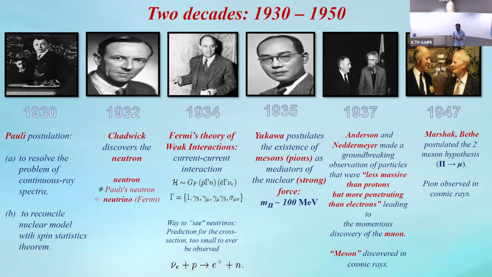Then in 1932, also important, Chadwick discovered the neutron. As for how the neutrino nomenclature comes about, Fermi was interviewed in an Italian conference, I think, and was asked to tell about this neutron discovery. Fermi basically said, "Oh, this is not the neutron which was postulated by Pauli, this is the little neutron." And if you translate that into Italian, it's called neutrino.